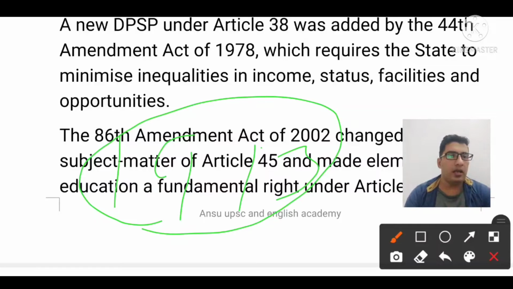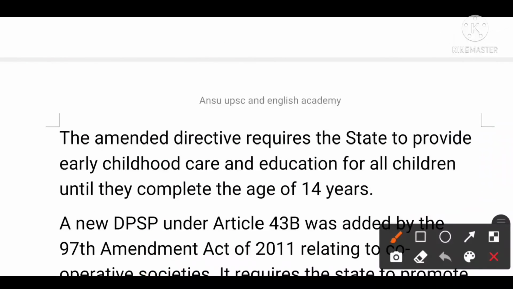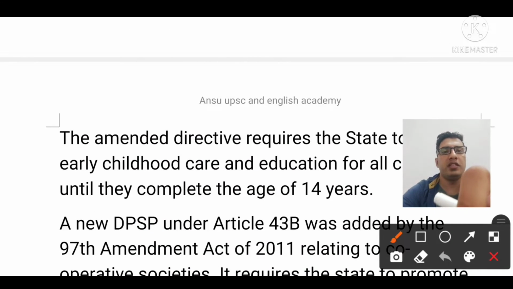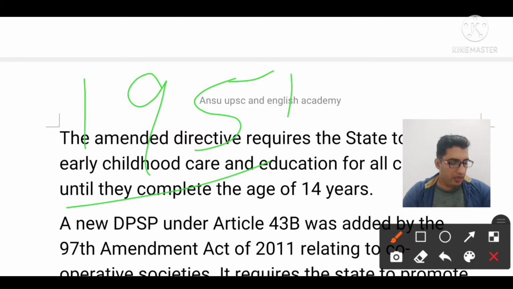And if I go into the history, what was the history of the DPSP? In 1951 we were considering the DPSP inferior to the fundamental rights. At that point of time the Supreme Court said, in its landmark judgment, the Champakam Dorairajan case in 1951 itself, that even the Zamindari Abolition Act and land reforms were declared unconstitutional.